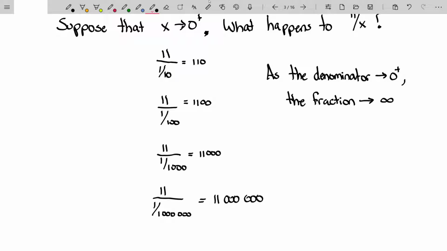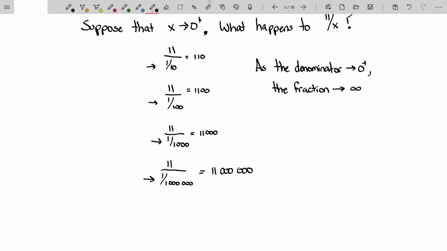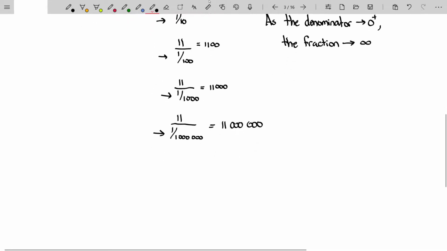So the smaller that denominator, and all these denominators are actually getting smaller, 1/10 is larger than 1/100th, which is larger than 1/1000th, which is larger than 1/1 millionth. So those denominators are definitely getting smaller, closer and closer to 0, yet the fraction itself is blowing up. Well, we could do the same argument as x approaches 0 from the left.